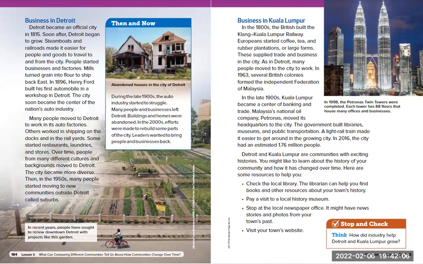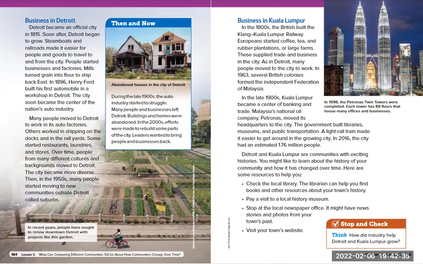So now that we finished the first page talking about Detroit, how it was created, the history of it, now let's talk about the businesses in Detroit. Detroit became an official city in 1815. Soon after, Detroit began to grow. Steamboats and railroads made it easier for people and goods to travel to and from the city. People started businesses and factories. Mills turned grain into flour to ship back east.